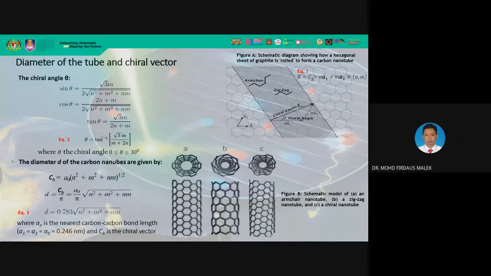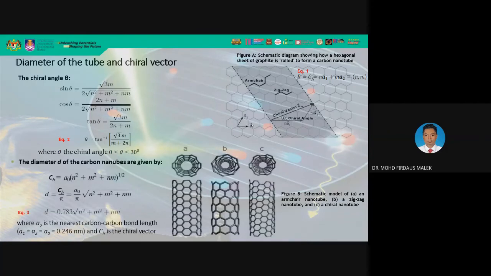Okay, now I'll show you how to calculate the diameter of the tube and the chiral vector. Here, the chiral vector is the formula. The chiral vector is equal to n a1, where a is the, what we call the, length.